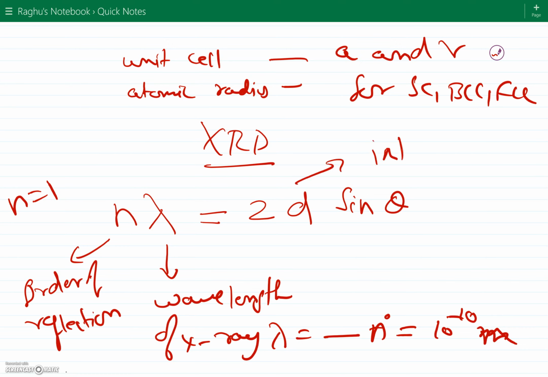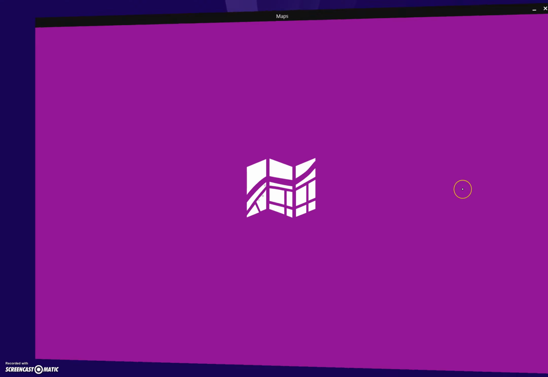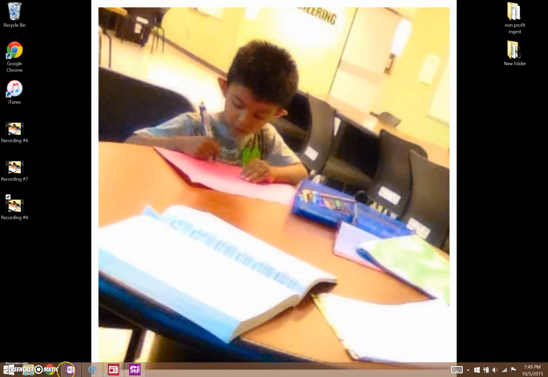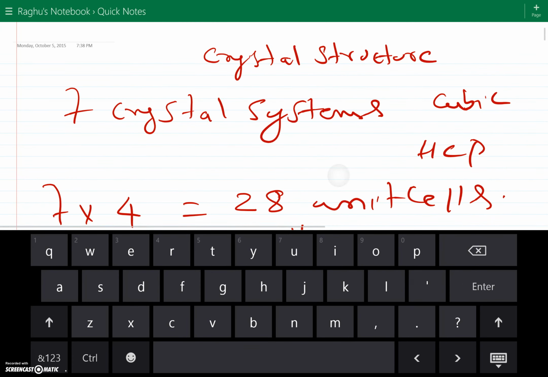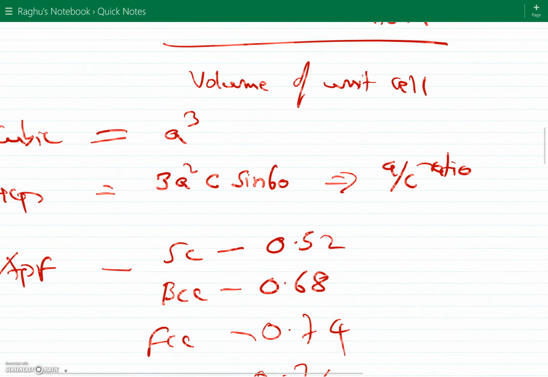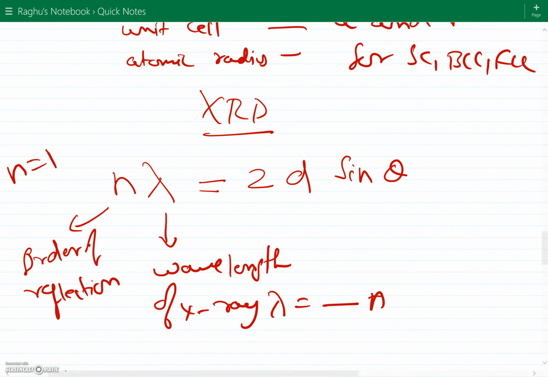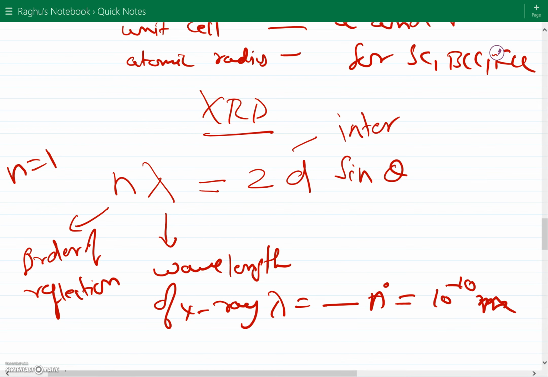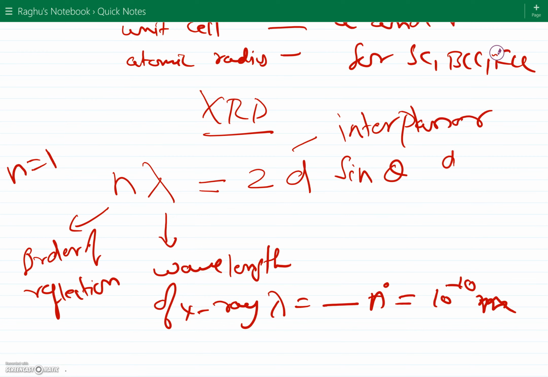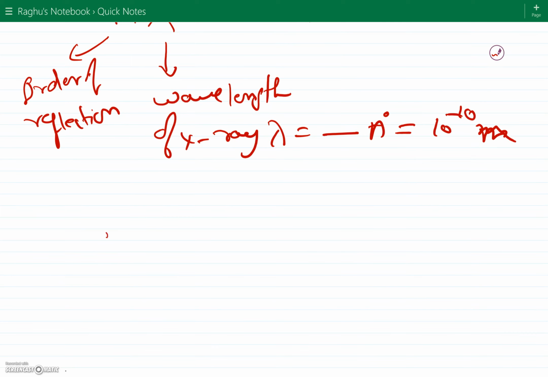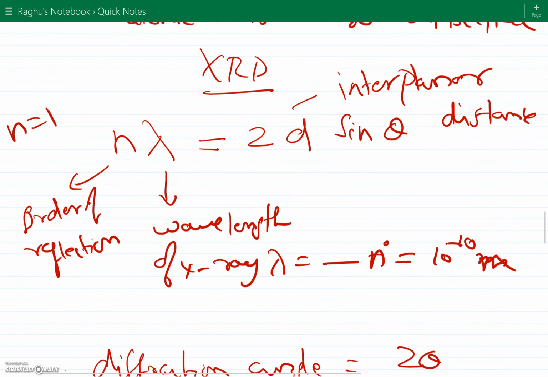D is nothing but the interplanar distance. And this theta, if it's given as the diffraction angle, is always 2 theta. So this is just theta, so you have to divide it by 2 to plug it in there.